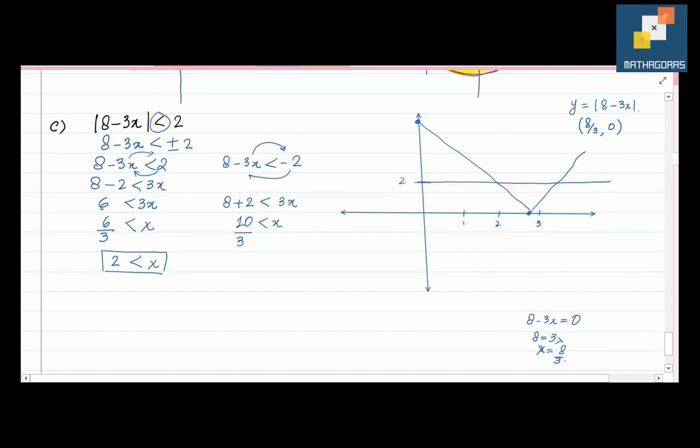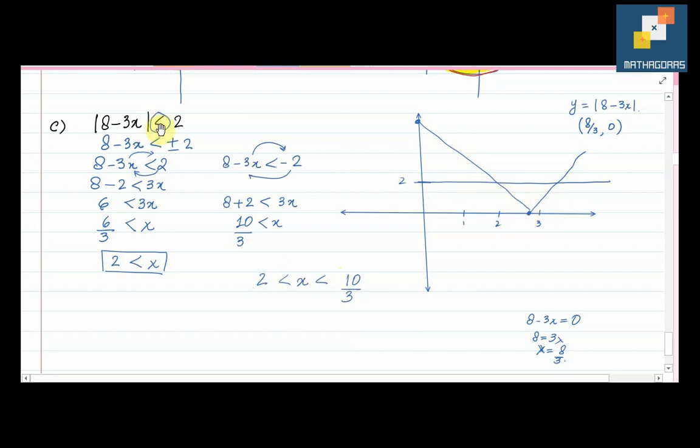Lesser than means that you need to move between the curves or inside the curve. So the value of x should be greater than 2 and less than 10 upon 3. So we are in a lesser than range. Or from the graph you can see that at this point y is equal to 2. We are looking for y to be less than 2. So these are the values at which y is lesser than 2.